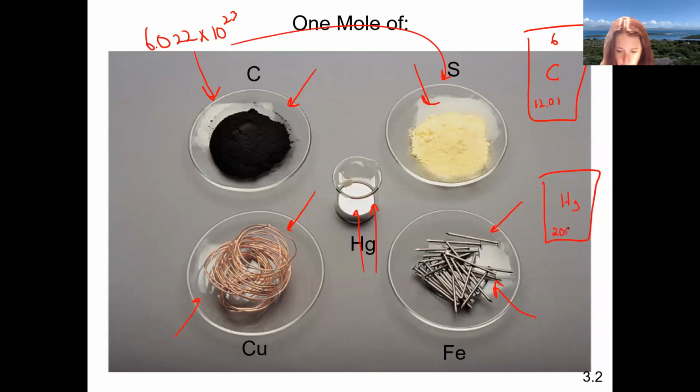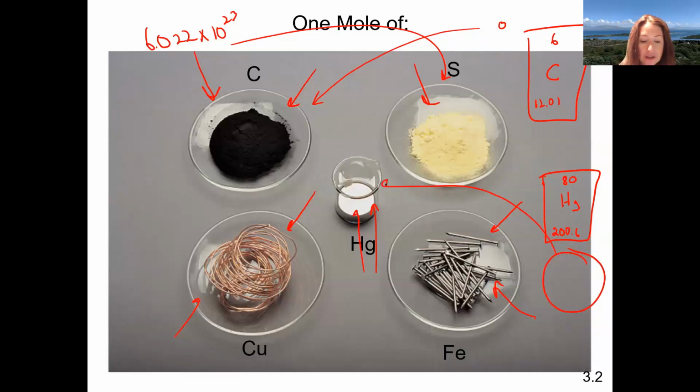Mercury is 200.6 and it's 80. So mercury has like 80 protons and like 120 neutrons, right? It's got more protons and neutrons. So carbon is like this big. So 6.02 times 10 to the 23rd of them don't weigh that much. And mercury is like this big, right? So 6.02 times 10 to the 23rd atoms of mercury weighs a lot more because it's a bigger atom, right?